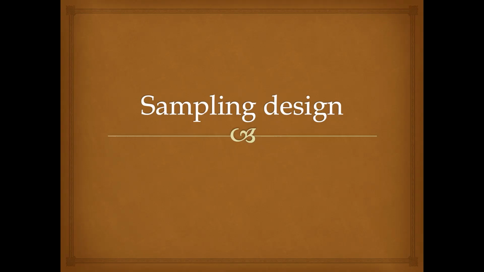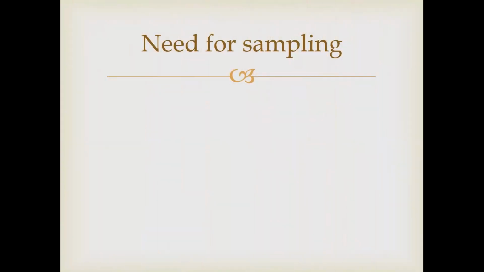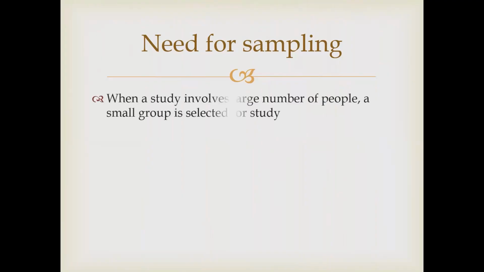So how to do the sampling? There are a lot of confusions, a lot of doubts about the sampling, how the sample is to be selected. This is a very important aspect of the research process because the sample has to be selected properly. So today we are going to understand the sampling design. Yes. So we start with why do we need sampling?